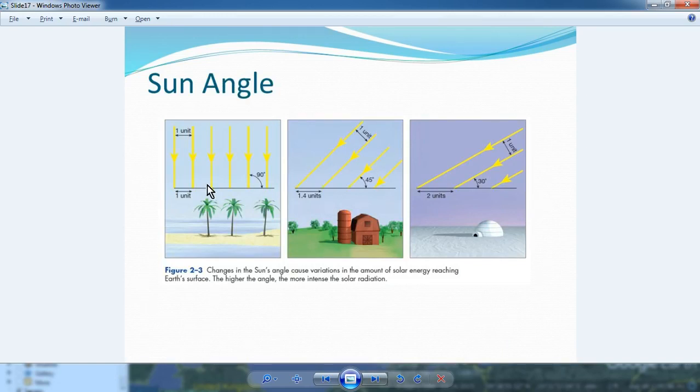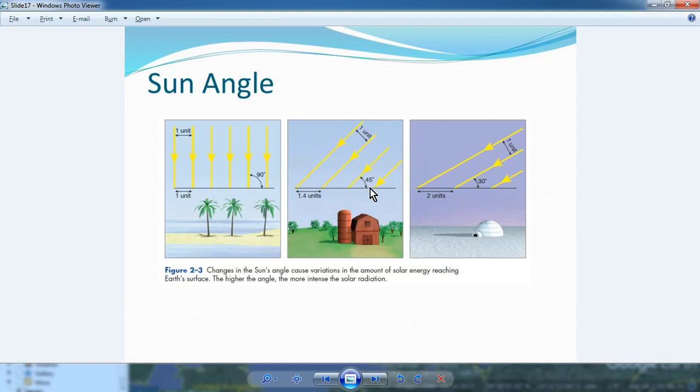This is another one. Look, if the sun's angle is 90 degrees, directly on top of our head, the shadows are right below, like a tree in the morning, for example, the shadow there. Think of it as one unit between rays. The area that is exposed here is also one.